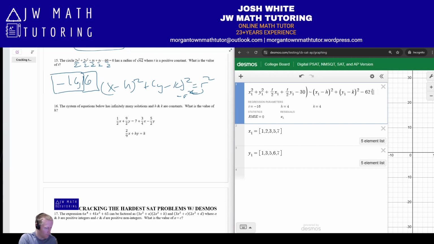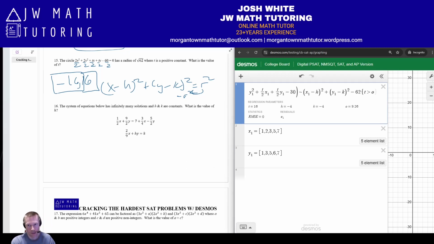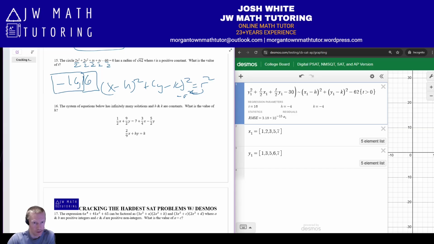If I put in a qualifier that makes t greater than 0, yeah, you can see here we get the same value for t. It's the same h and same k, but the t value is now positive. So negative 16 is correct, positive 16 is correct. Either one, it doesn't matter. They're both correct answers.